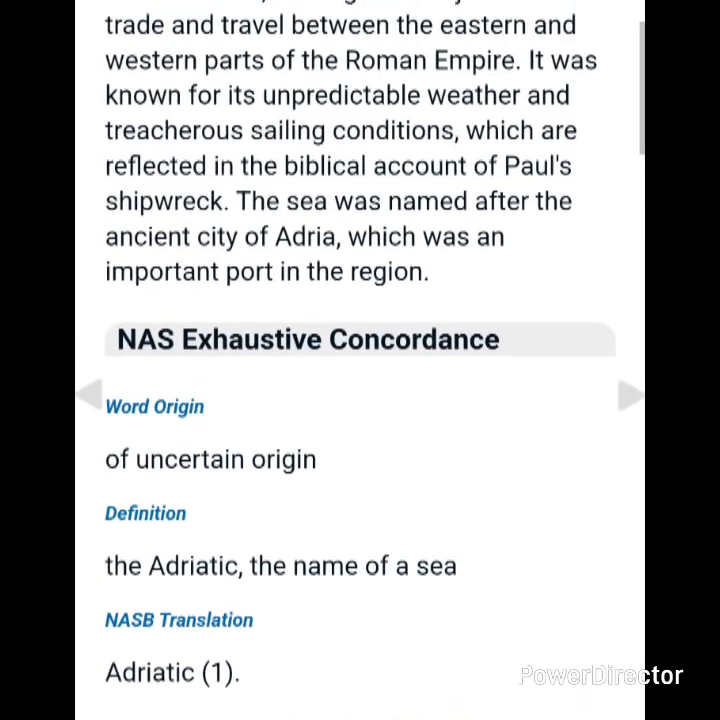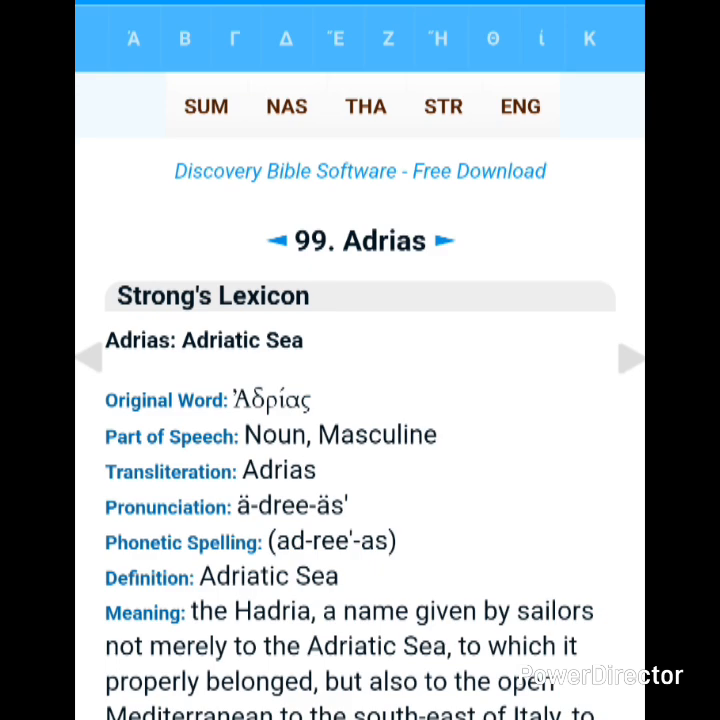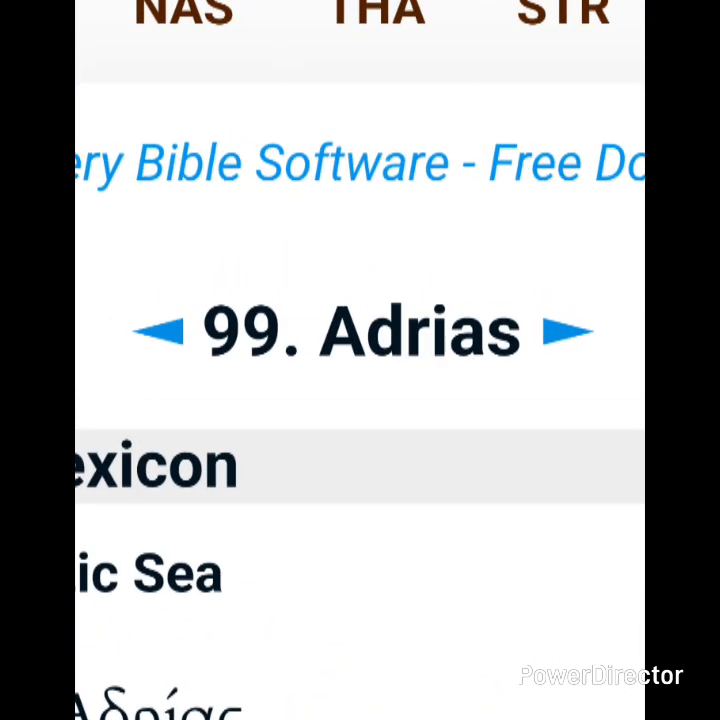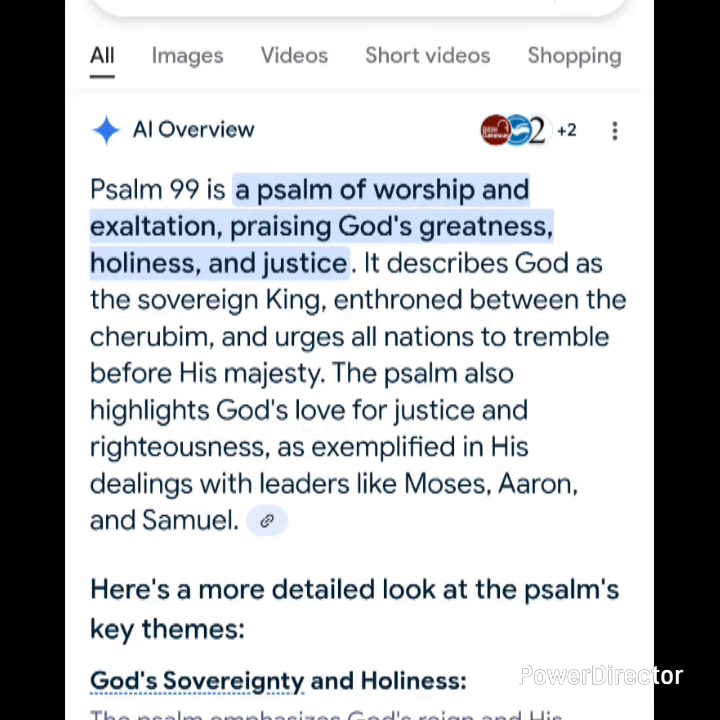God planned this all out. It just cannot be coincidence after coincidence after coincidence. Now we go to the book of Psalms, and Psalm 99 is a psalm of worship and exaltation, praising God's greatness, holiness, and justice. It describes God as the sovereign king enthroned between the cherubim and urges all nations to tremble before his majesty. The psalm also highlights God's love for justice and righteousness as exemplified in his dealings with leaders like Moses, Aaron, and Samuel.